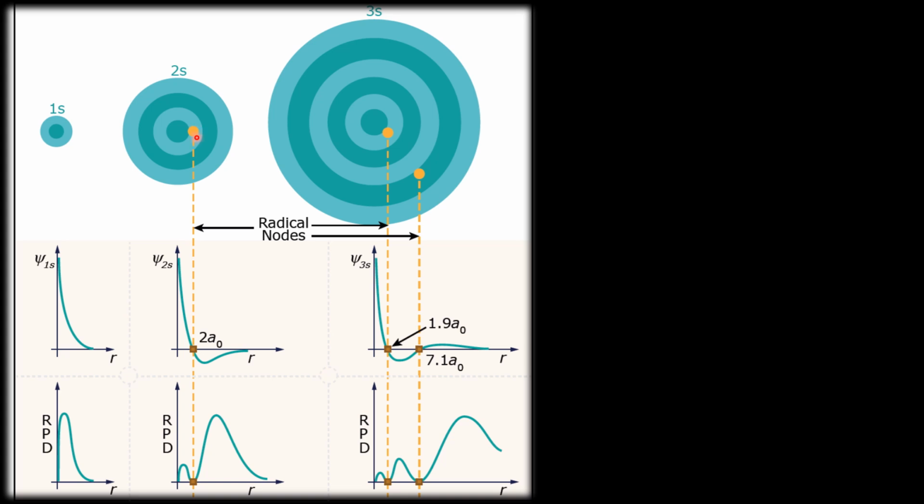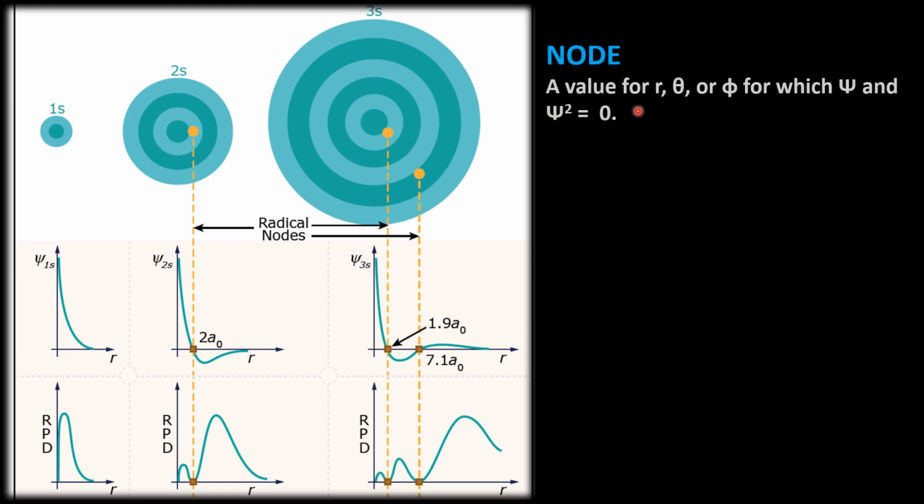That is, it is the area where there is the value of R, theta and phi at which we have zero probability of finding the electron. This is the less concentrated area, where there is no probability of finding the electron. It means that for those values of R, theta and phi for which the wave function or probability density is equal to 0, this area is called a node. So we can define the node as the value of R, theta and phi for which the wave function or the wave function squared is equal to 0.